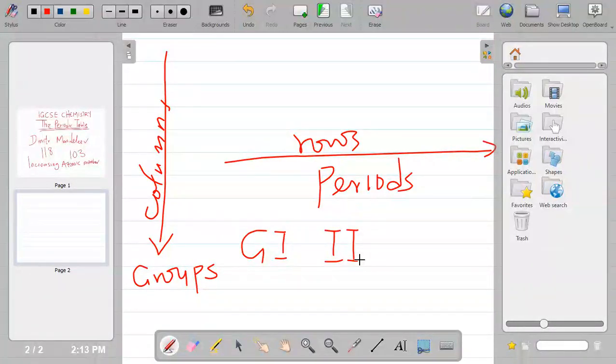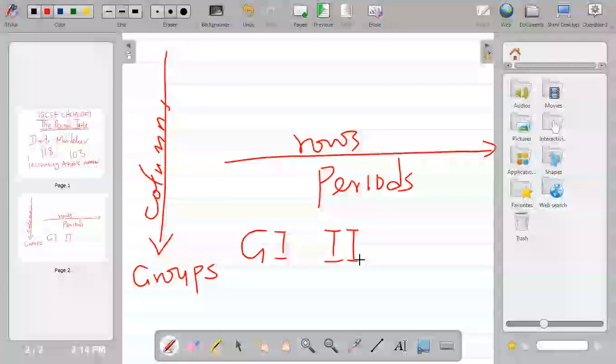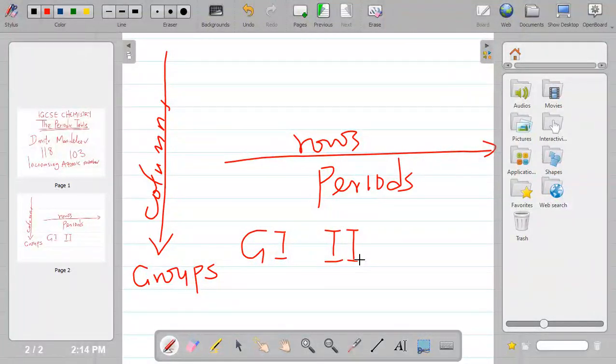Now, we should understand that periods are the horizontal rows. They show the number of shells of electrons an atom has. And there are 7 periods in the periodic table, so we have period 1, 2, 3, and so on until 7. Groups, like I said earlier, are the vertical columns. They show how many outer electrons elements have. As we proceed further in this class, we're going to have a diagrammatic explanation on how you can deduce the group and the period of an element in the periodic table.